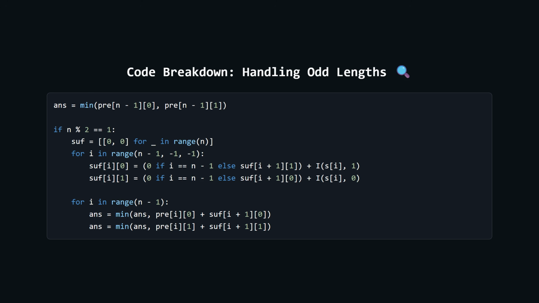After our first loop, we check our initial answer by looking at the very end of our prefix array. If the string is an even length, we are actually done right here. But if the length is odd, we have to handle that split we talked about. We create a suffix array and fill it up by looping backwards from the end of the string to the beginning. Finally, we loop one last time to find the best spot to split the string, combining the cost of the left prefix side and the right suffix side.